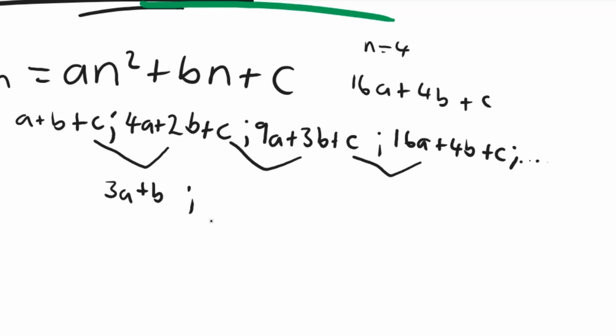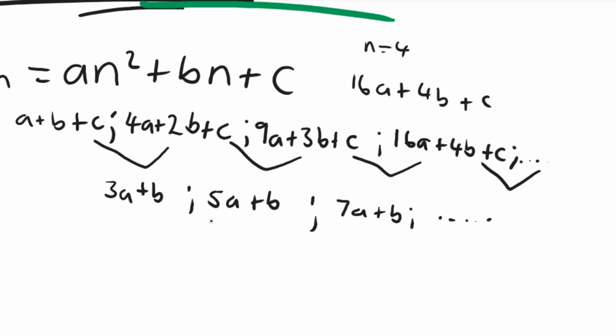Now we have the third term minus the second term. 9a minus 4a is 5a. 3b minus 2b is plus b. c minus c goes away as well. So this is the second term of our first difference. Now, how do we get the third term? We subtract the third term of the quadratic from the fourth term of the quadratic. We get 16a minus 9a, which is 7a, and then 4b minus 3b, that is plus b, and so on. You proceed like that.